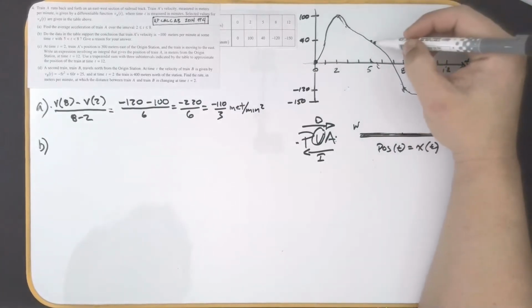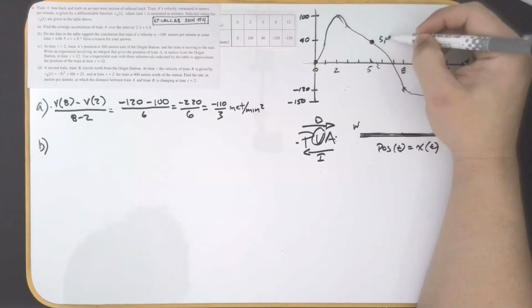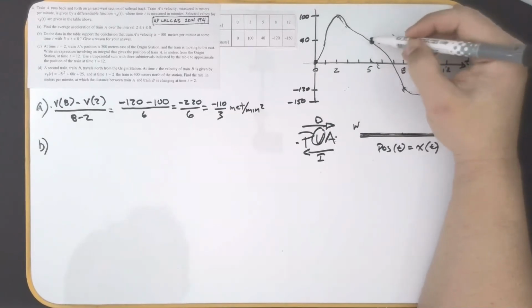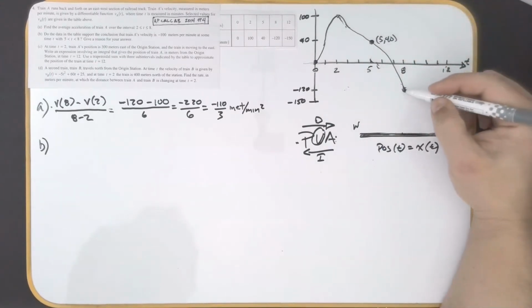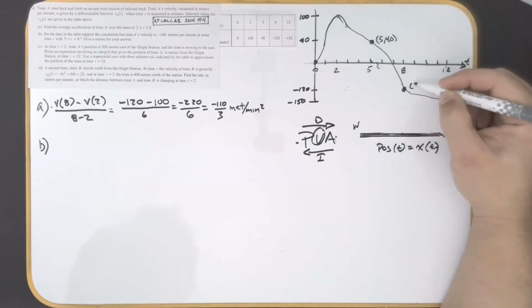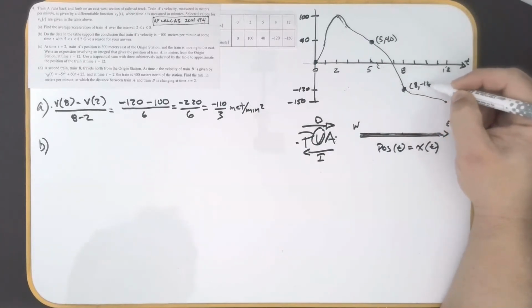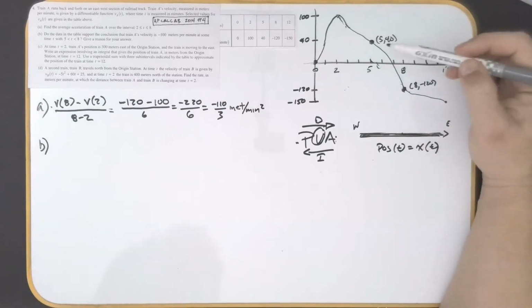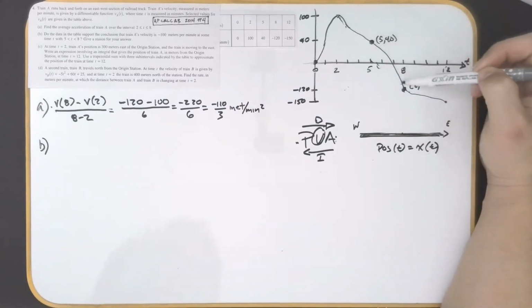So at 5, I want you guys to look right here. At 5, this coordinate here is at 5 minutes, we have a velocity of 40. Okay? And at 8, the coordinate right here, at 8 minutes, we have a velocity of negative 120. Now, I want you to look at this. The velocity function is continuous and differentiable.